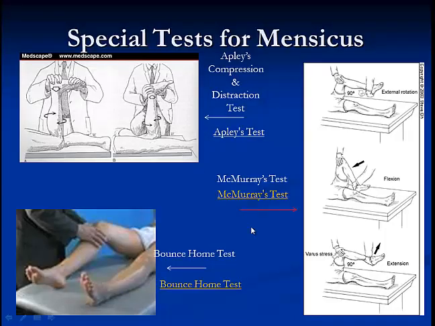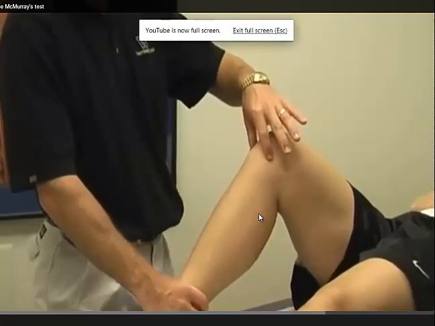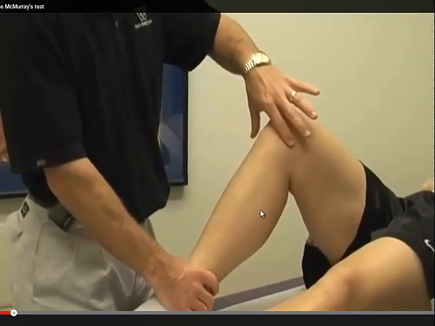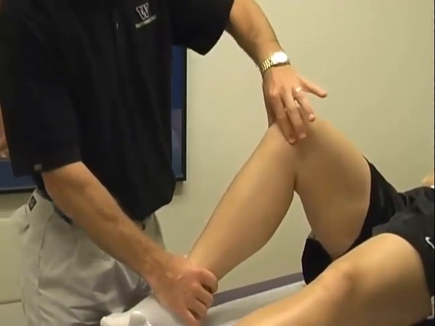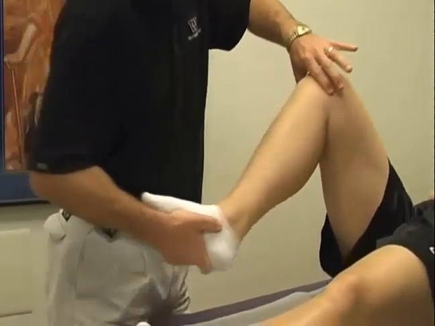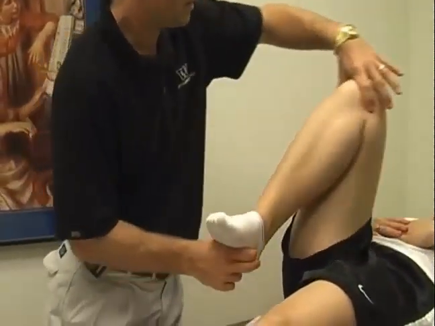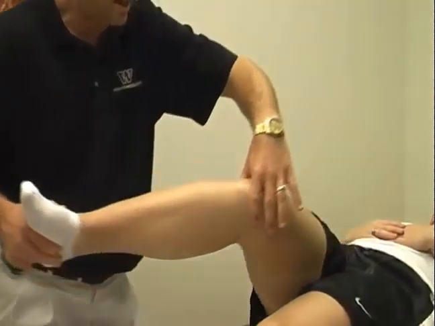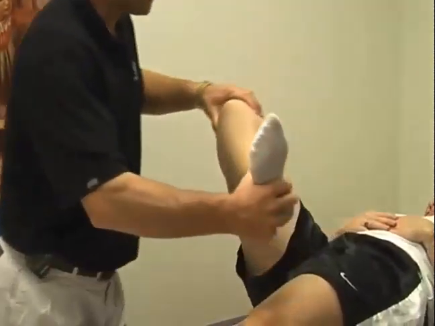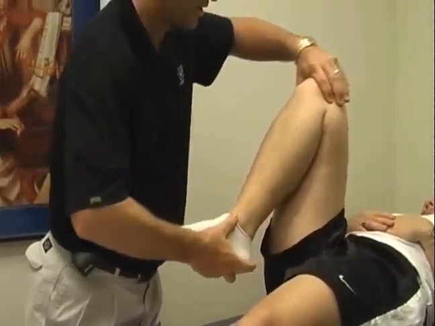The next test is McMurray's test. McMurray's test is a test that puts some compression on the medial and lateral joint lines to test for a meniscal tear. You want to put one finger on the medial joint line, your thumb on the lateral joint line, grasp the bottom of the foot, and then bring the knee completely into flexion, put rotation on the tibia, at the same time place a valgus stress on the knee and extend. Then come back, varus stress, extend. Then I'll do the same maneuver with the opposite rotation on the tibia.